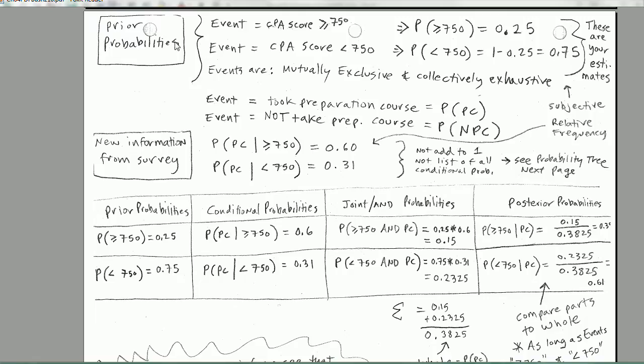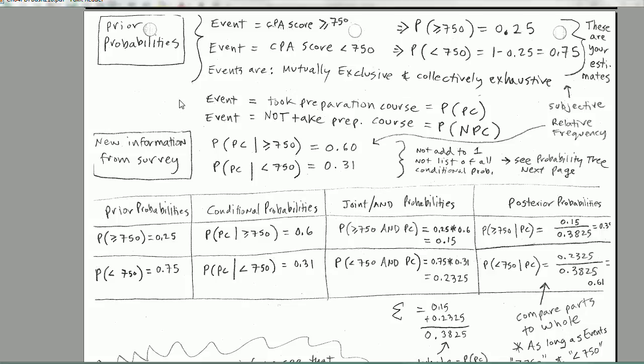Here are our prior probabilities. We define the event CPA score greater than or equal to 750. This event you estimated subjectively as 0.25. Then the second event, CPA score less than 750, we can calculate using the complement rule. Now, these two events have to be mutually exclusive and collectively exhaustive for Bayes' theorem to be used. And clearly, you can see they're mutually exclusive. There's no overlap. You either passed or you didn't. And collectively exhaustive just means there are enough categories to count everything.